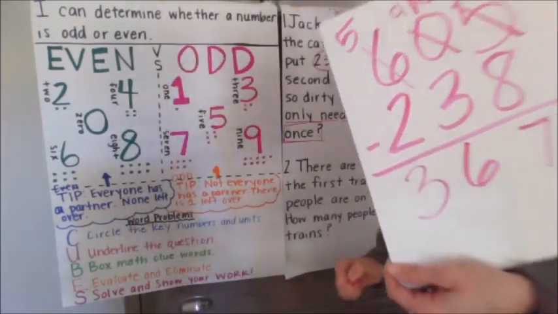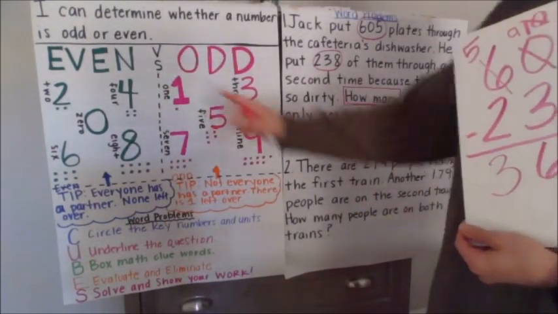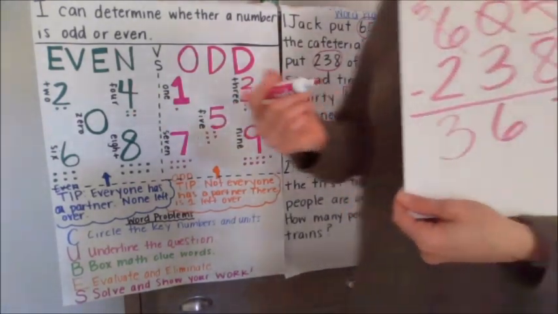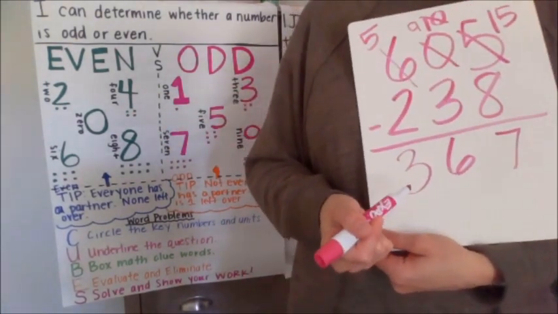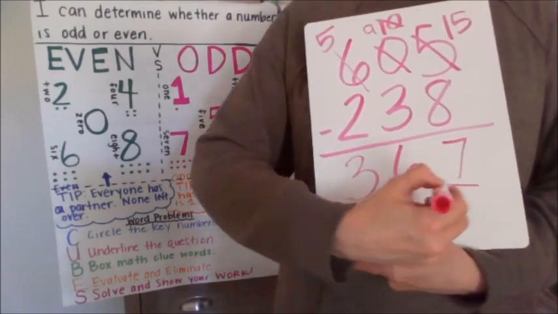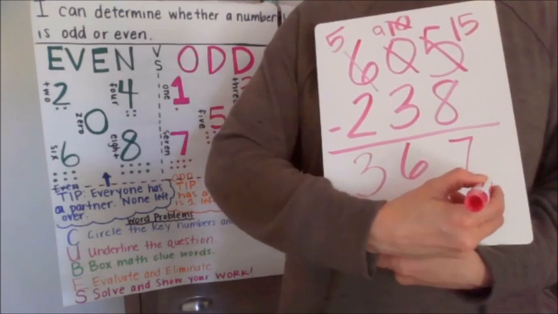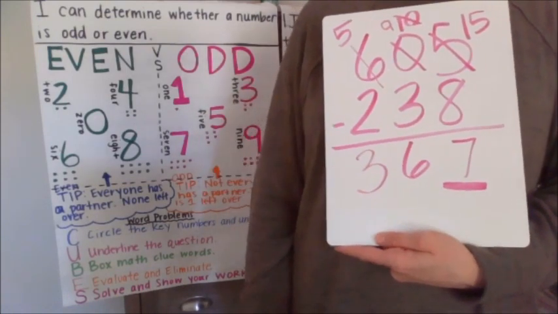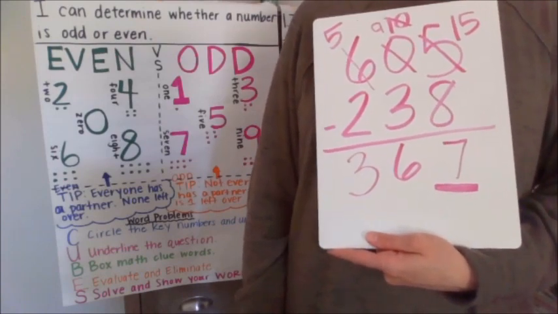Well, let's look back to my anchor chart here. So I've got all my even numbers here and all my odd numbers here. When I look at my number that I've solved my word problem with, all I need to do is look at the ones place. Okay? So now I'm looking at the ones place, and in the ones place is a 7. Is the number 7 even or odd?